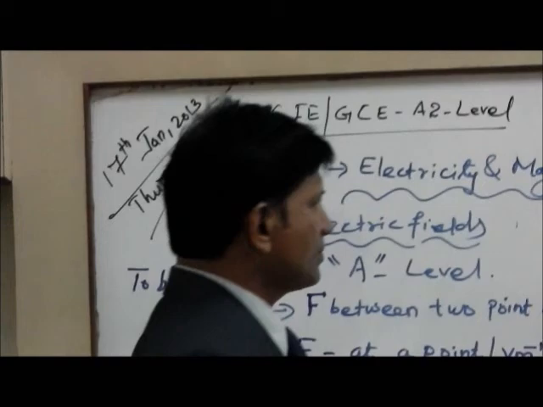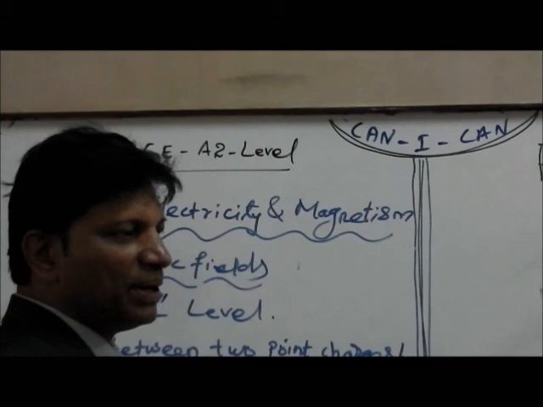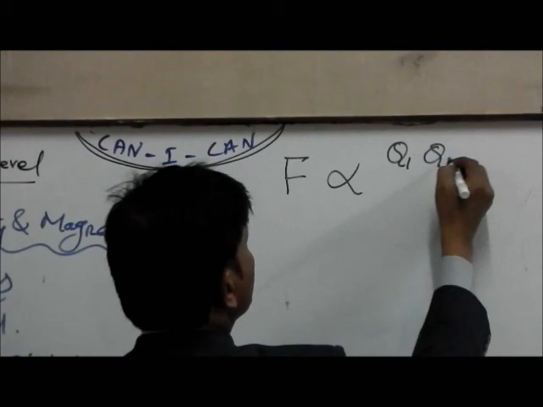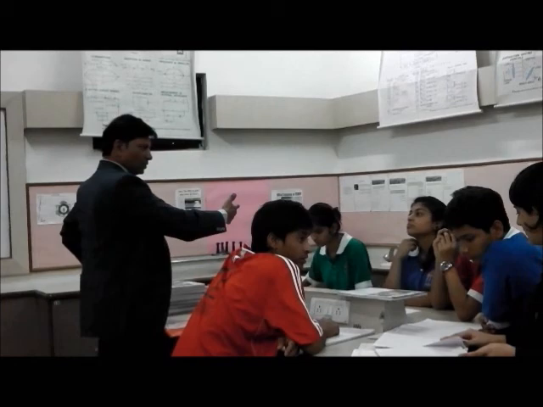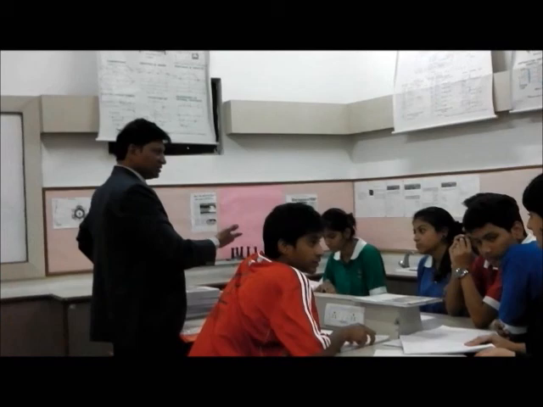So the force is given by this expression, proportional to Q1 Q2 upon R square. This is similar to Newton's law of gravitation. It was M1 M2 upon R square. Exactly the same arrangement. So sometimes they may ask how it is analogous to the gravitational field. Both are proportional to the strength of the charges. Both obey the inverse square law.